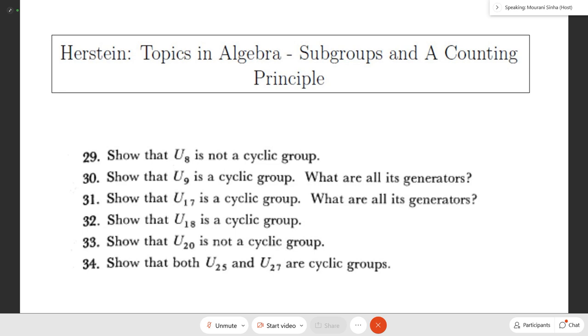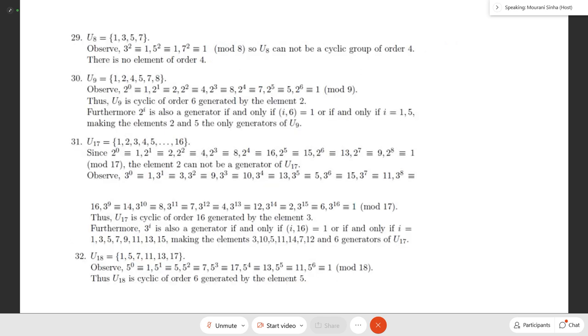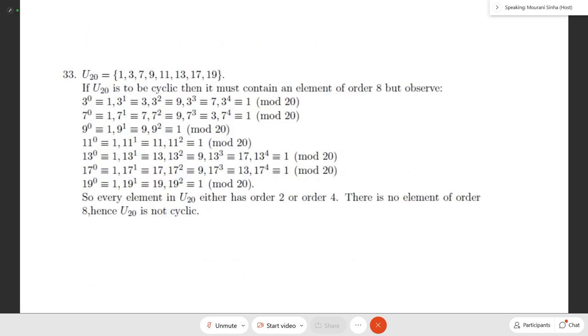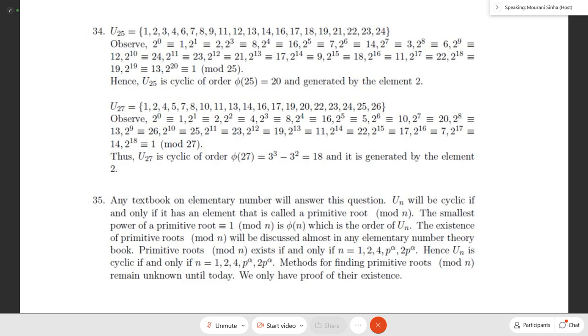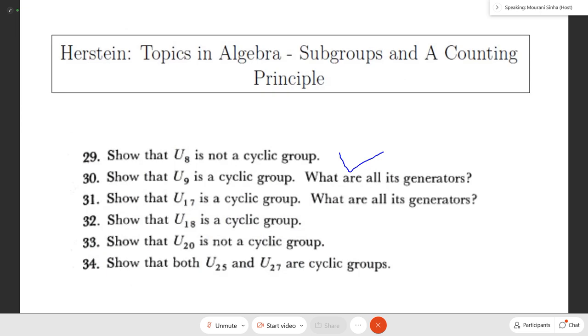So you have certain questions like U8 is not a cyclic group, U9 is a cyclic group, U17, U18, U20, 25, 27. Very lengthy ones are not required, but I have just given you the list and the solutions. So you can go through the solutions of these, how this is cyclic, that is not cyclic, and so on. Since the PPT will be given to you, I am not going into the discussion of all this. So just go through this set of questions. Okay. So for this part, it's fine.